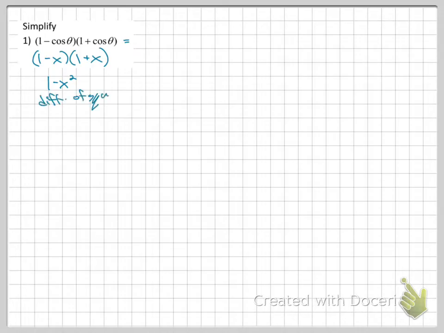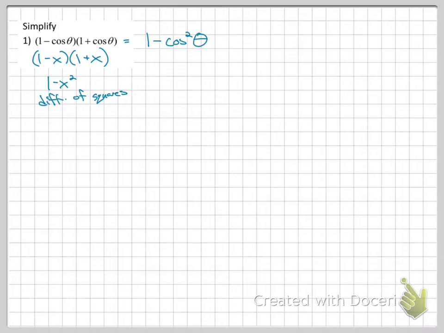Usually we go the other way, right? From 1 minus x squared, and we factor it into the above. You also need to be able to go from factored form to multiplied form, standard form. So if I take 1 minus cosine theta times 1 plus cosine theta and I multiply them together, I will get 1 minus cosine squared theta.